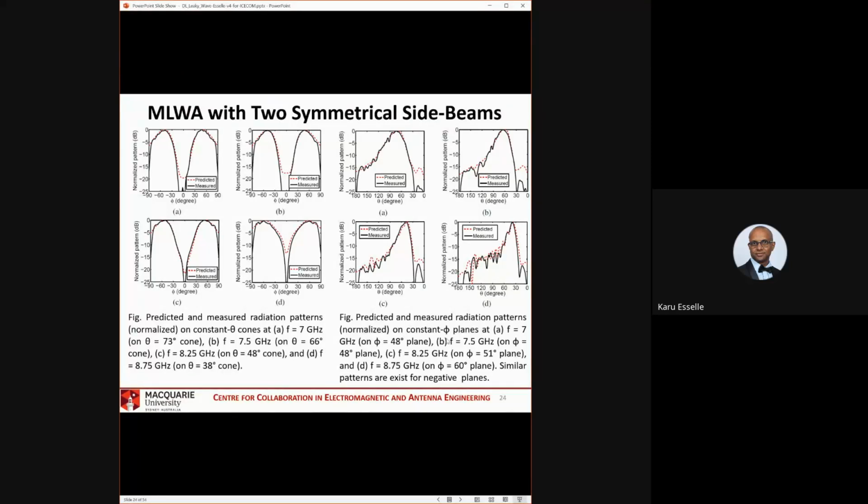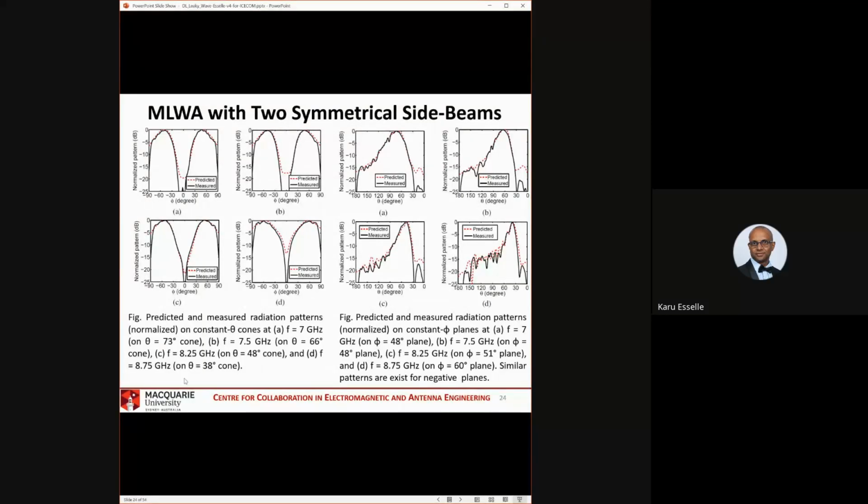And then the same thing you can do on the constant phi planes at each frequency. So for example, at 7 gigahertz, this is the cut on the phi equals 48 degree plane, which is the phi value of the beam peak at that frequency. So by looking at these two diagrams, you can work out the theta value and phi value at each frequency. At 7 gigahertz, the beam peak is at theta equals 73, phi equals 48.